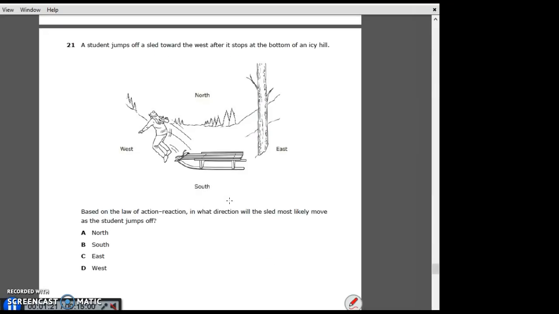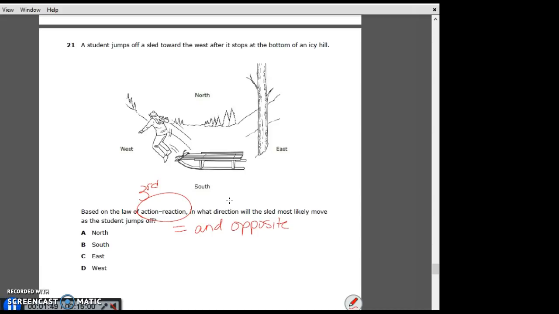Number 21, a student jumps off a sled towards the west after it stops at the bottom of an icy hill. So we've got this person who is jumping off of a sled. Based on the law of action-reaction, that's Newton's third law, for every action there's an equal and opposite reaction.